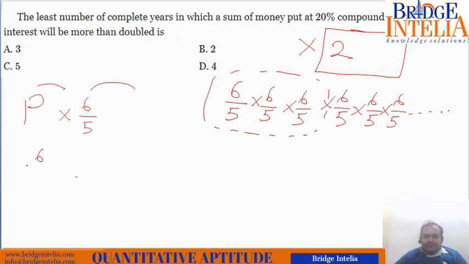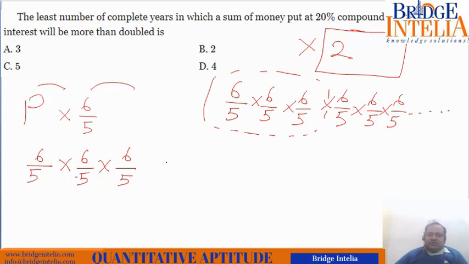So let's do that. Is 6 by 5 greater than 2? No. So if you deposit this money only for 1 year, that is not going to happen. So we need at least 1 more year. So is this equal to 2 or is this greater than 2? 36 by 25. Is this greater than 2? No. So at least 1 more year we have to try.